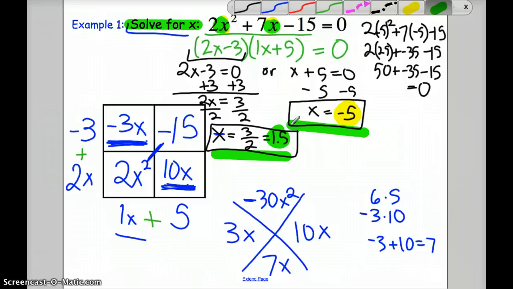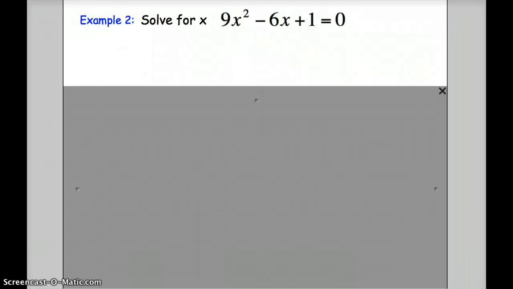Now let's try this one more time with a little bit of a twist. There's one step that I didn't mention that we're going to have to look at, and you'll see that in the next video. But let's take a look at this one. We're going to take the same steps in solving for x here.